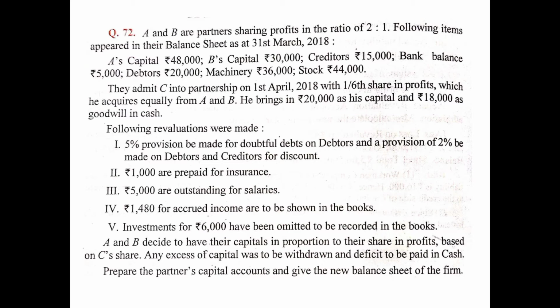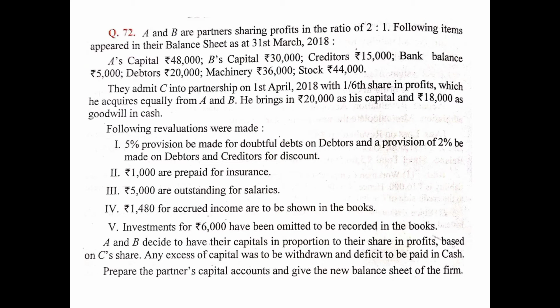So while showing the value of debtors in the new balance sheet of the new firm, you will show on the asset side debtors 20,000 minus provision for doubtful debts 1,000, that is 19,000 left, minus provision for discount on debtors 380, and then whatever amount remains will be shown in the outer column.